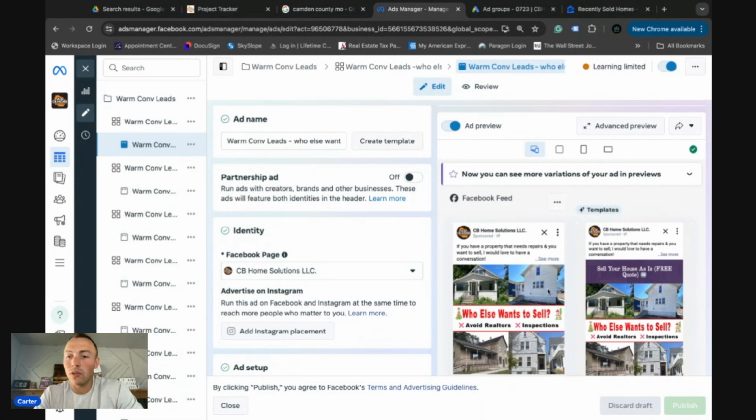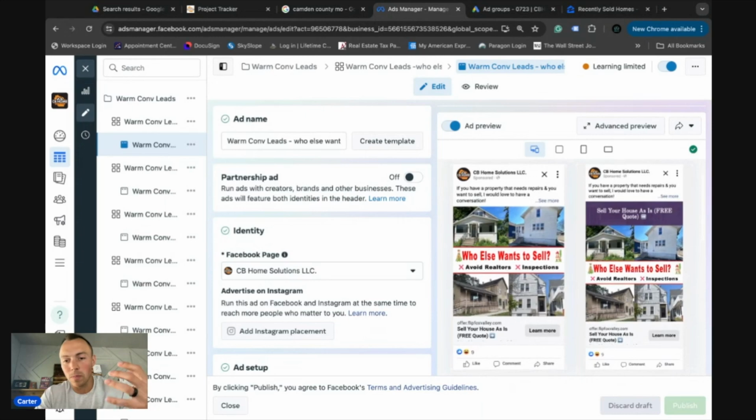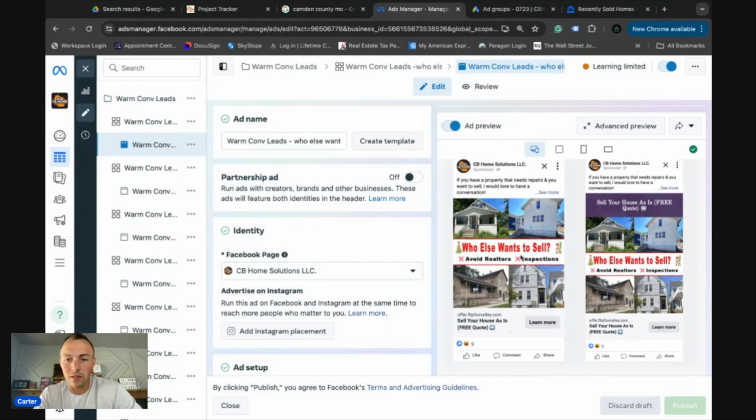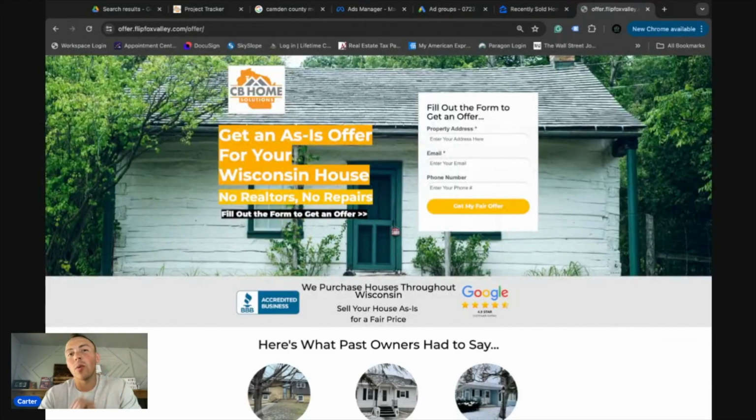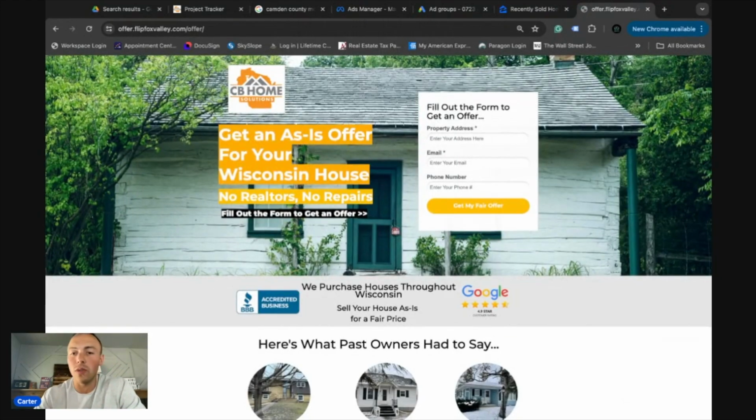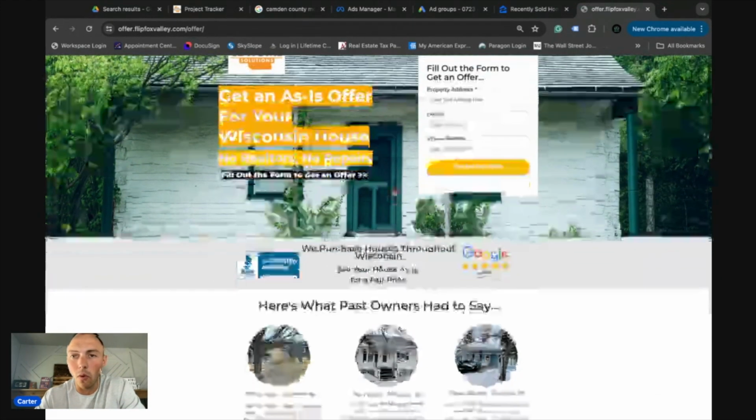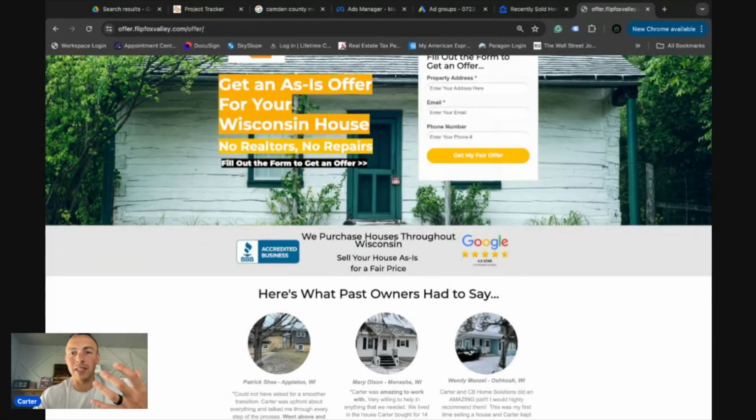And like I am showing you right here, this is a warm conversion ad of ours. This is only for individuals who have seen past advertisements or videos of ours. They're going to see this: who else wants to sell? Avoid realtors, avoid inspections. And then it goes into the ad copy. Again, you can look this up in the Facebook ads library. But in every single one of our ads, all I'm doing is pushing to this landing page where they can fill out the form and convert. Then either Joe or myself will reach out to them, have a conversation, schedule an appointment, and hopefully lock up a deal.